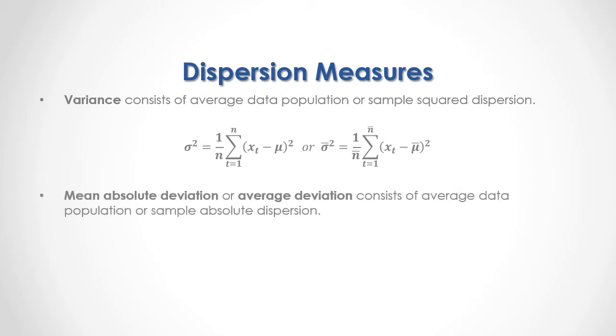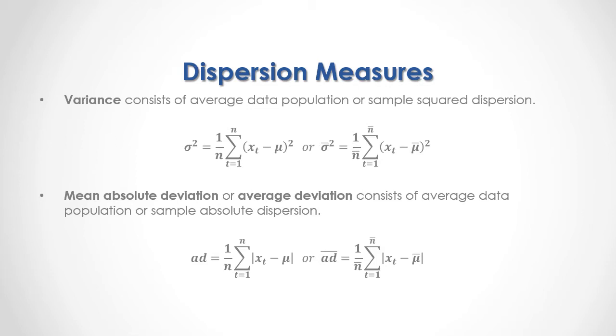Mean absolute deviation or average deviation consists of average data population or sample absolute dispersion. As a formula, to the left we have the population average deviation, which is equal to 1 divided by n, again number of observations within the population, multiplied by the sum from the first to the last of the absolute value of the differences between the data within the population minus its arithmetic mean.